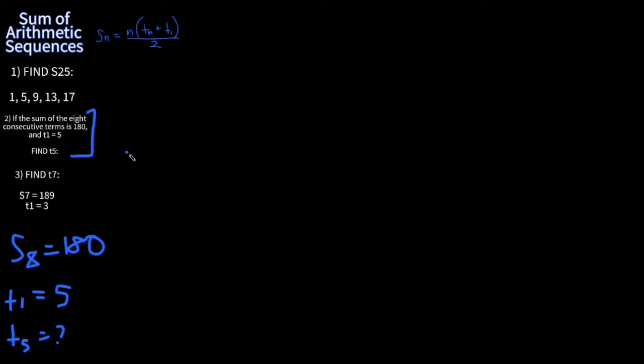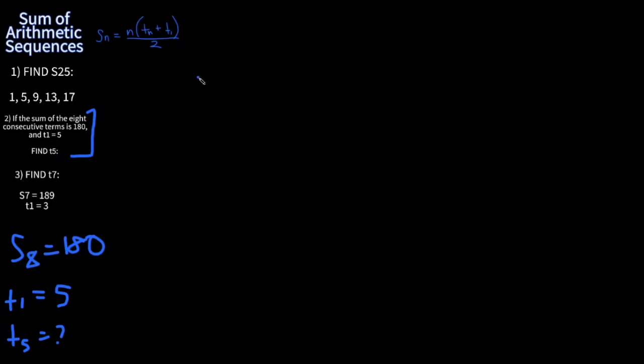So I've just written down all of the given values. When you read a question, if the sum of the 8 consecutive terms, which is the sum of the first 8 terms, so we know that S8 is equal to 180, and T1, the first term, is equal to 5. And the question says, find T5, which is the 5th term in the sequence. They haven't given us the common difference, sorry. And so how would we solve this?